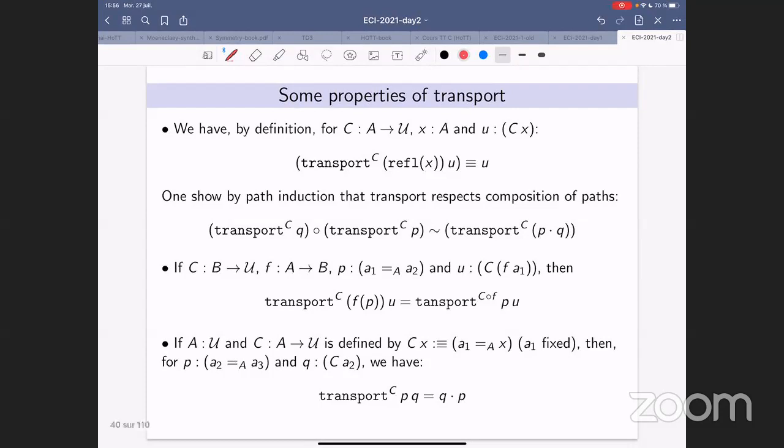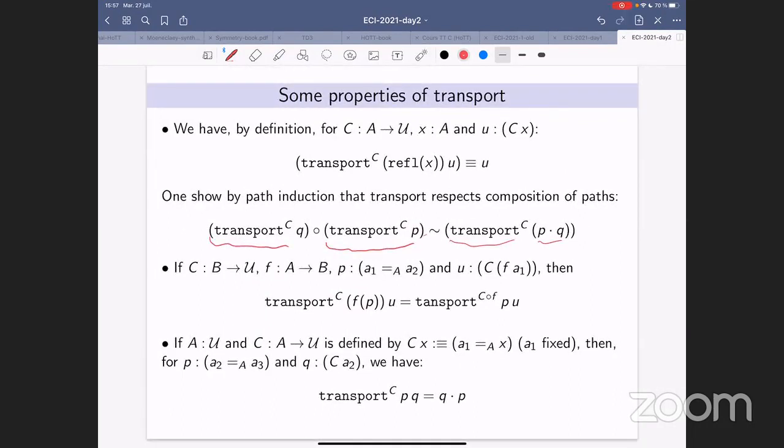The second property is that if you transport along a path P, and then continue to transport along another path Q, this is the same as transporting along the concatenation or composition of these paths. But again, is the same in the sense of being homotopic.